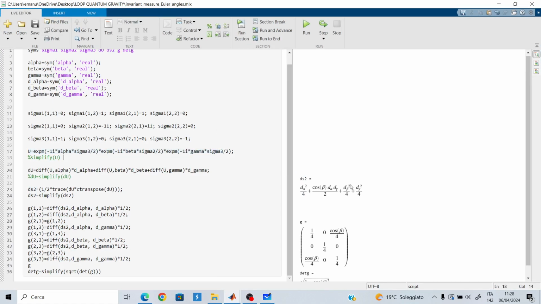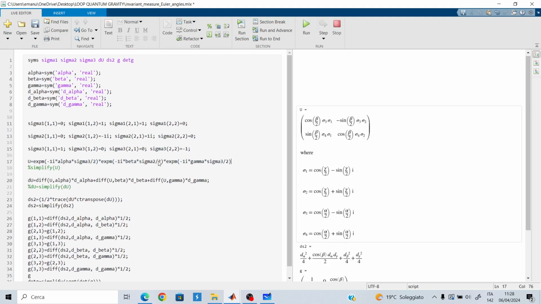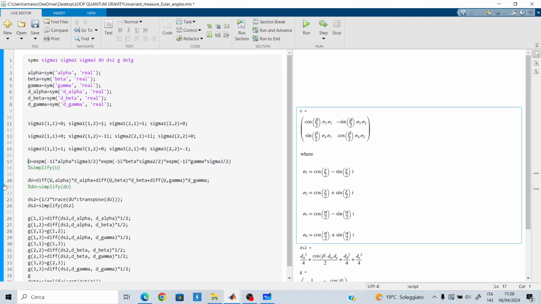Let me show you the expression for u. For example, I have to rerun the script. Let me see. And you see the expression of u here. If you want, we can also simplify that a little bit, like this. Let me rerun the script.